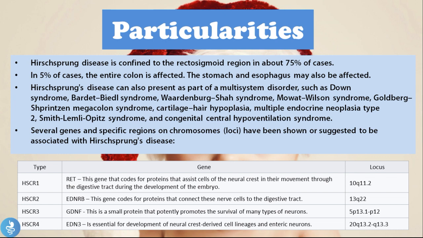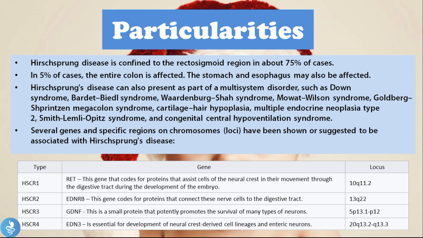Hirschsprung's disease can also present as part of a multi-system disorder, such as in Down syndrome, Bardet-Biedl syndrome, Waardenburg-Shah syndrome, Mowat-Wilson syndrome, Goldberg-Shprintzen megacolon syndrome, cartilage hair hypoplasia, multiple endocrine neoplasia type 2, Smith-Lemli-Opitz syndrome, and congenital central hypoventilation syndrome. So basically, the main point I'm trying to make here is I want you guys to draw a correlation between the development of Hirschsprung's disease in children who suffer from different genetic syndromes.